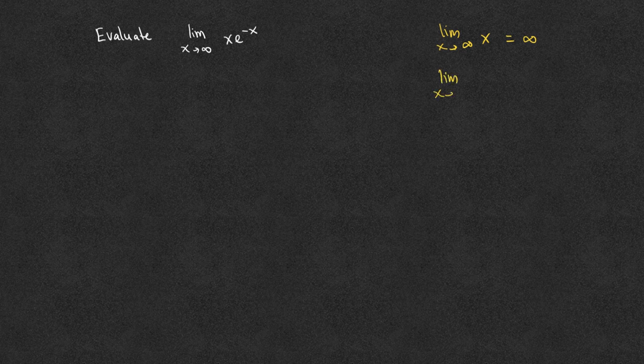The limit as x goes to infinity of e to the negative x is the limit as x goes to infinity of 1 over e to the x. The denominator gets very large, and 1 over a very large number is a very small number. So this is the indeterminate form, infinity times 0 or 0 times infinity. So we can use L'Hopital's rule.